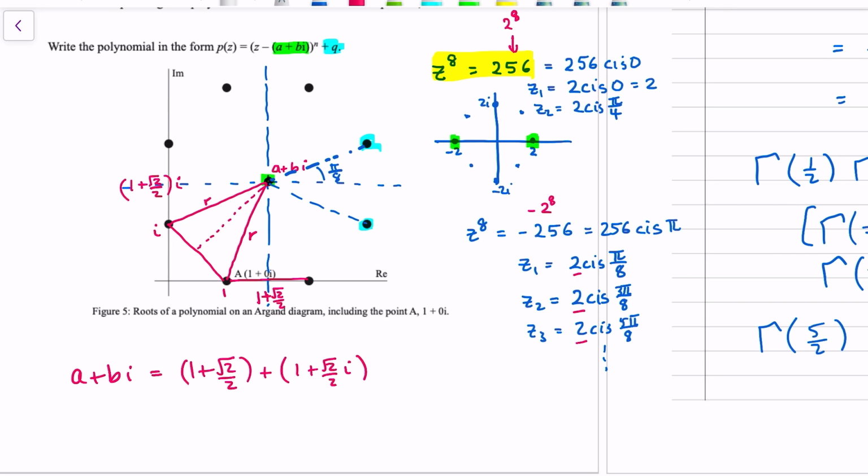Do I really want to do that? It's not a special angle. Yeah, I guess I'm going to have to, because this dude up here is 22.5. It's half of 45.